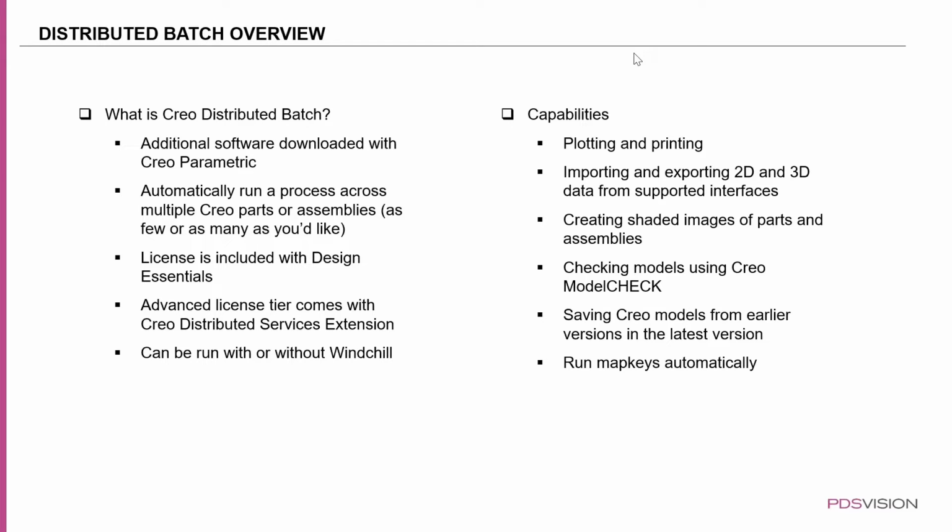is something that you would have to buy, and it comes with something called Creo Distributed Services Extension, or Distributed Services Manager. What that lets you do is use the computing power of multiple computers to run these operations. So in that previous example where we had to run a map key on 900 parts, if I just did that using my own computer, maybe that would take 8 hours. I'm just making these numbers up, but it could take a really long time.